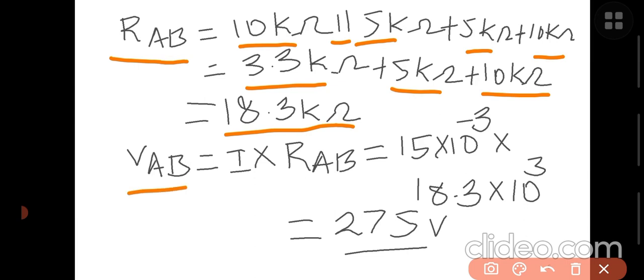Voltage across the terminal AB is equal to current I multiplied by RAB. RAB is the equivalent resistance across the terminal AB. I is given as 15 milliamps. RAB we found as 18.3 into 10 to the power 3 ohms. As a result, we get the voltage across the terminal AB as 275 volt.